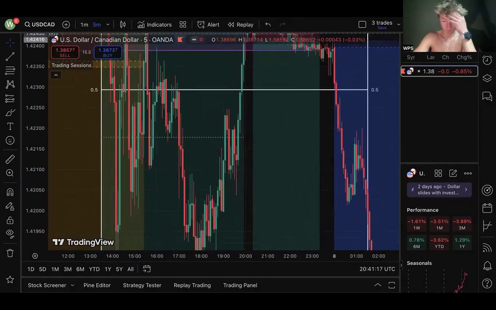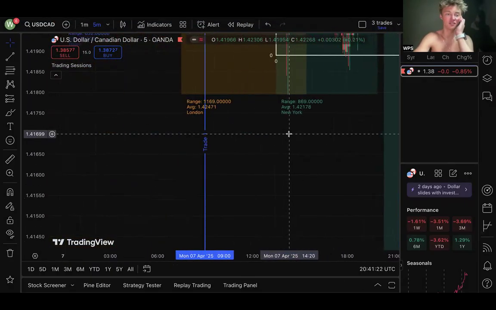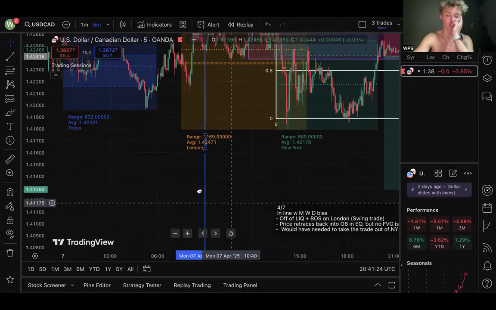I'm sorry, I'm still a little bit confused. This is all very new to me. I haven't used TradingView very much.